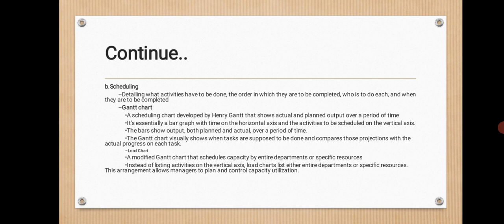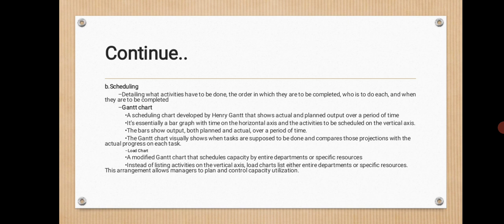It is essentially a bar graph with time on the horizontal axis and the activities to be scheduled on the vertical axis. The bar shows output, both planned and actual, over a period of time. The Gantt chart visually shows when tasks are supposed to be done and compares those projections with the actual progress on each task.